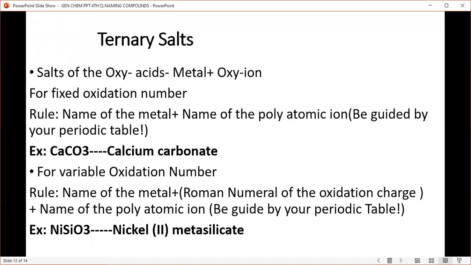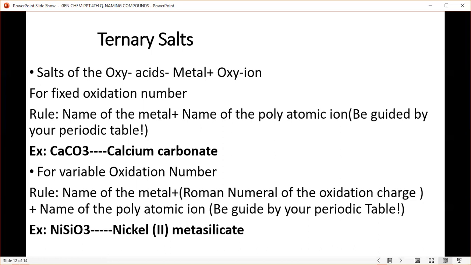So for ternary salts, first you have to know whether the metal involved has a fixed oxidation number or unfixed, meaning having several oxidation numbers. So we have the rule for ternary salts having metals with a fixed oxidation number. Name the metal first, the English name of the metal, then name the polyatomic ion. Just simply that. Okay, you have to be guided by your periodic table.